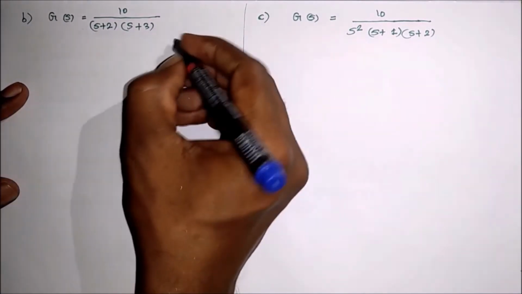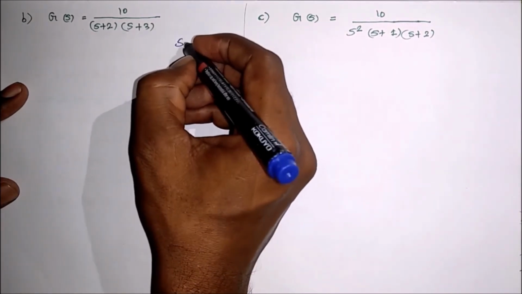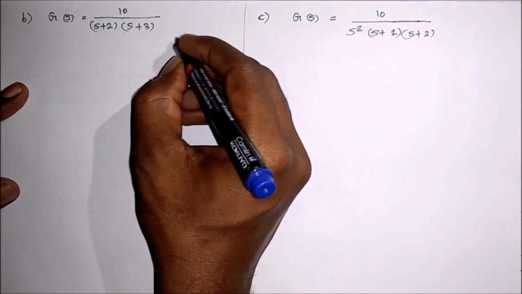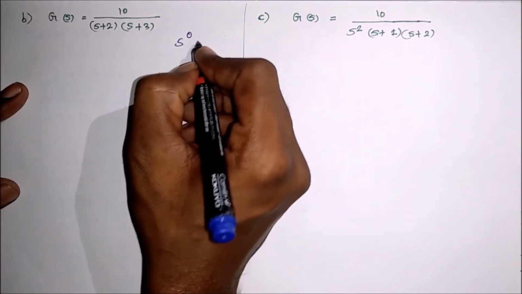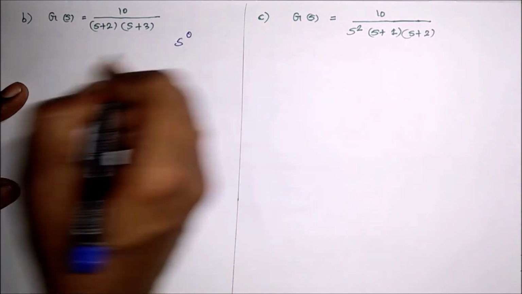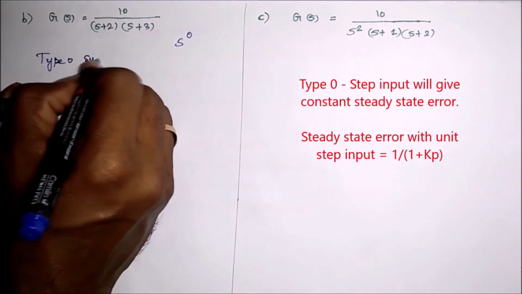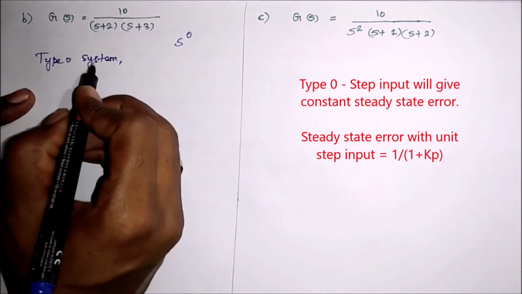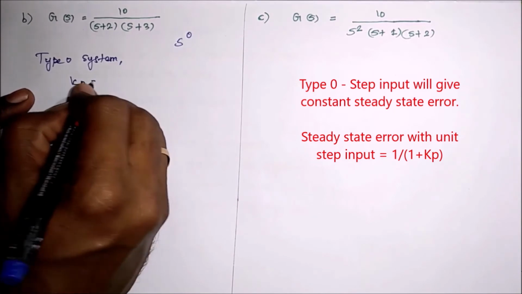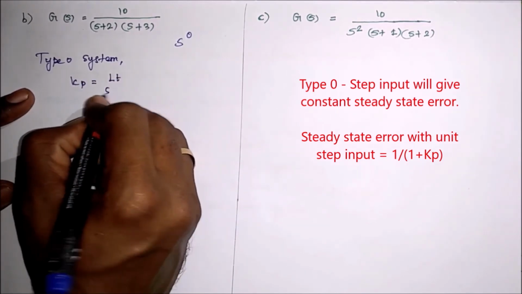Here we already know that in the denominator side we look at s power, the poles which lie on the origin. Here there is no pole which lies on the origin. Therefore s power 0, so this given system is a type 0 system. We already know for a type 0 system, the positional error constant will give the constant value.